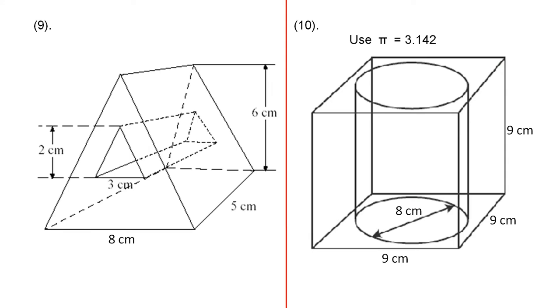Now with this one, basically you've got this triangular prism here, but then that's also a triangular prism, but it's been cut out, so that's hollow in there. That's been cut out, and the same here. You've got this cube here, but see this cylinder? That's been cut out or bored through. So you only have to find the volume of the solid parts that are left.